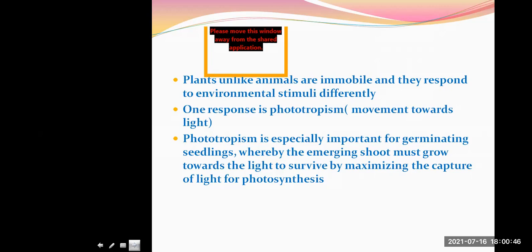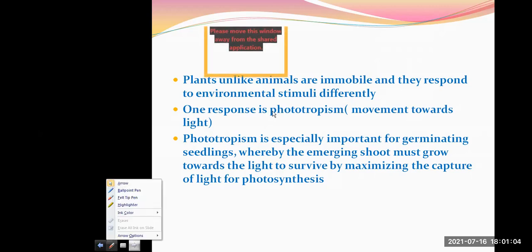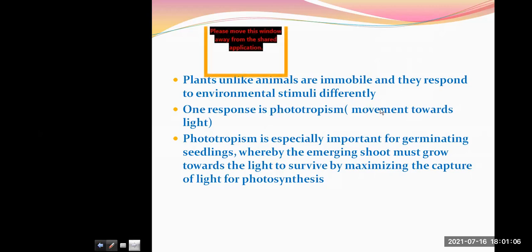Stimuli are any messages from the environment that trigger a response in plants or living beings. One such response in plants is phototropism. What is phototropism? The literal meaning of phototropism is: photo means light and tropism means movement. That is, movement towards light. And phototropism is especially important for germinating seedlings.